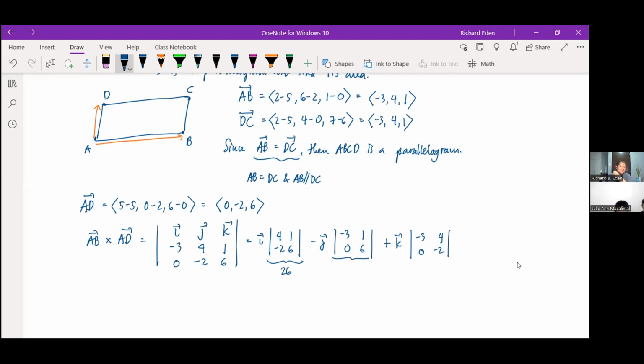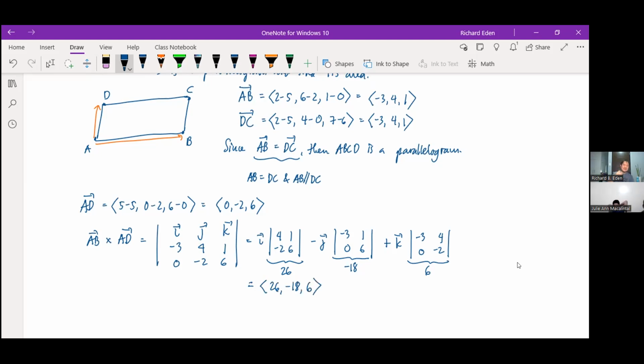And then negative 3, negative 18, and 0. That's equal to negative 18. Then this is negative 3 times 2 plus 1 minus 1 plus 1 minus 1, which is equal to 6. Okay, so that's the right pair. So I have the vector 26, negative 18, and then 6.